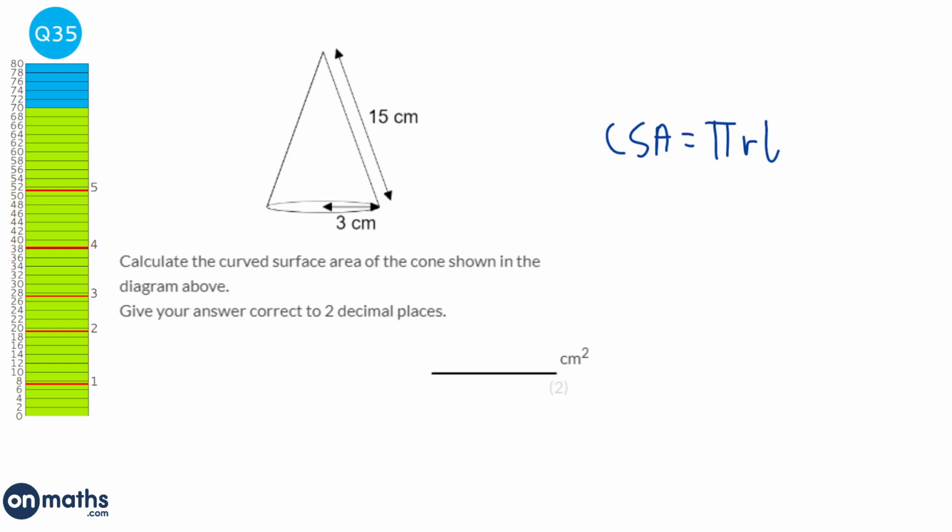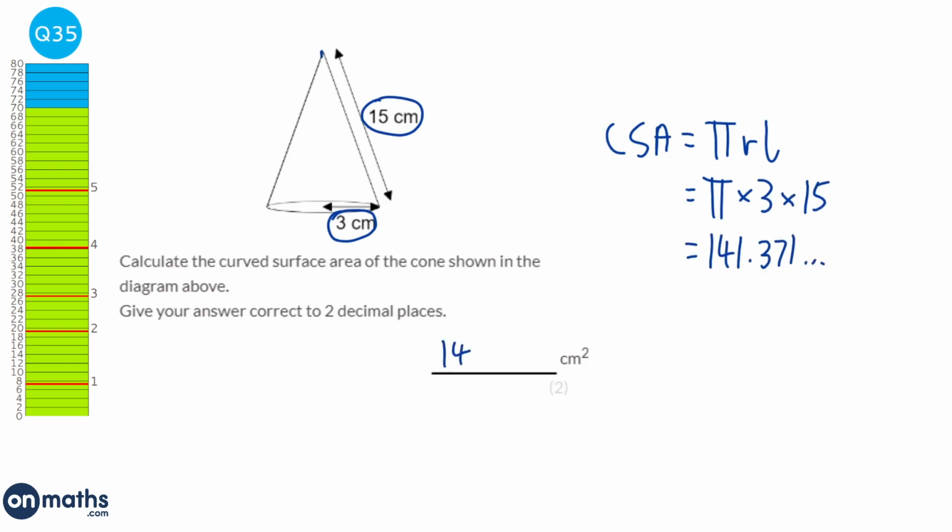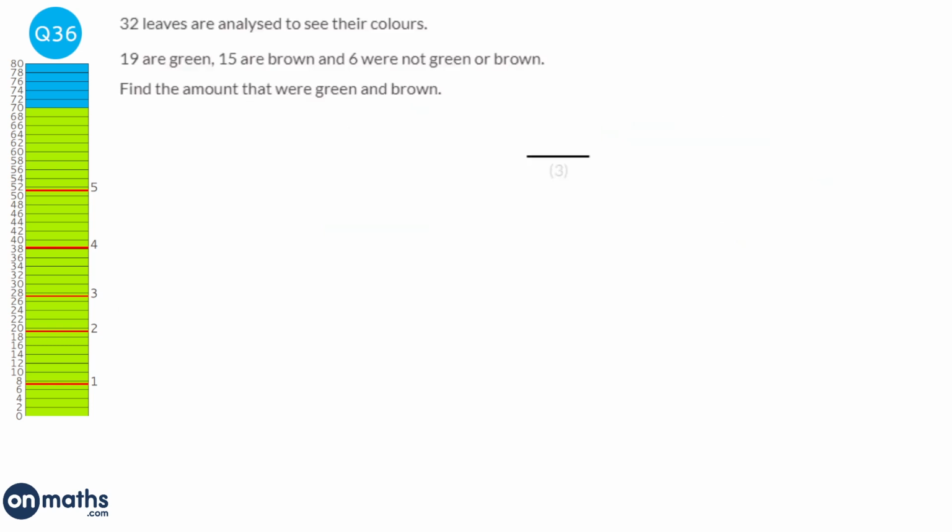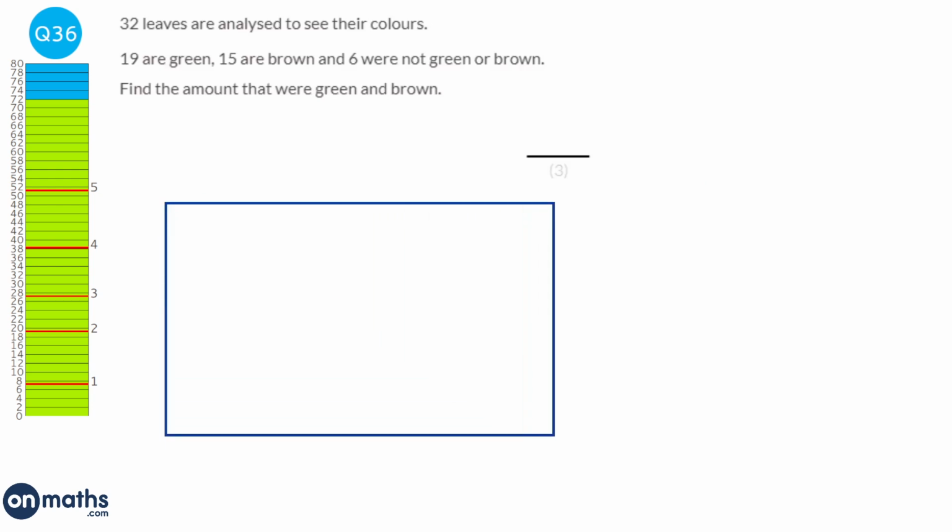R is the radius of the circle at the bottom, which is this 3 here, and L is the slanted length, which is this one here. So it's like the height, but instead of being perpendicular to the base, it's just the slanted length down the side of the cone. And so using this formula, pi times 3 times 15 is going to be 141.371 and so on, and to 2 decimal places, that is 141.37.